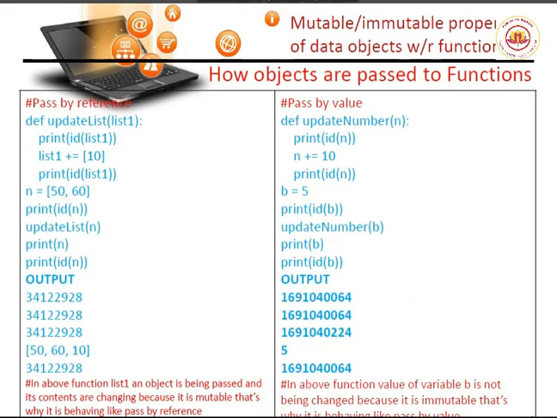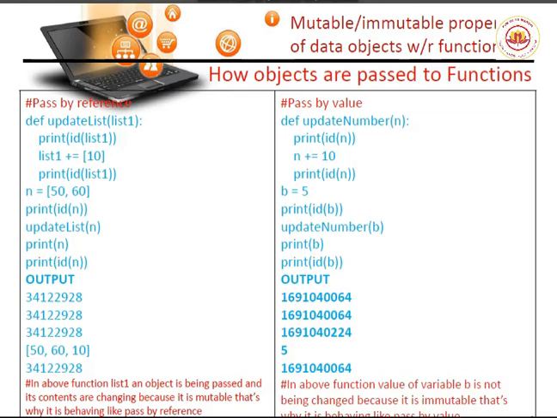The next is how objects are passed to a function. There are two ways an object can be passed to a function: pass by reference and pass by value. Pass by reference works like this: if I make changes in the list, the list in the main program also changes. There are two examples. One is held by the list data type, and one by the integer data type. An integer is immutable and a list is mutable. They show what happens when we operate functions with a list and with an integer.